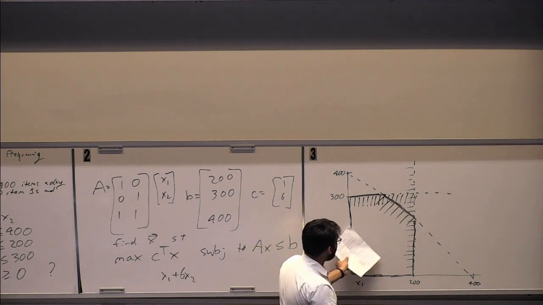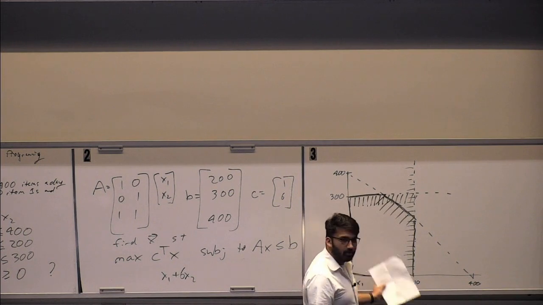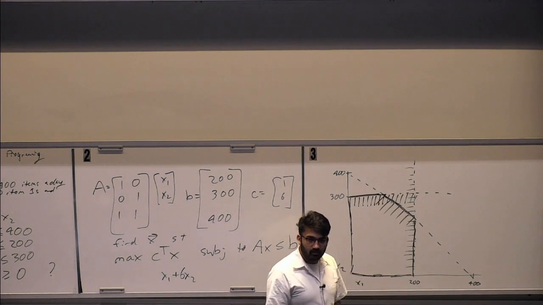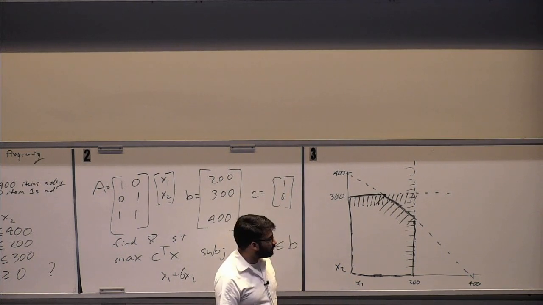And you're concerned with where that line intersects my polygon in the maximal place, right? Maybe it's a decreasing line, maybe it's an increasing line, whatever. But you can think of your objective function that way.